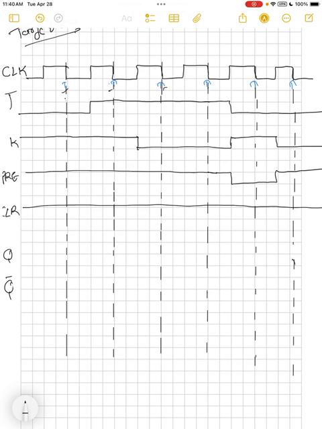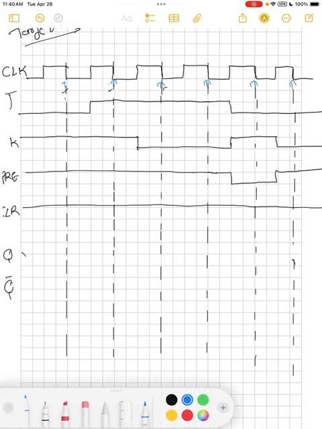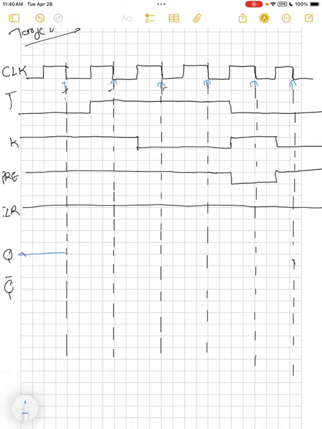Also, Q starts in the set state, so the initial value of Q will be 1. Now I will go step by step through each falling edge.